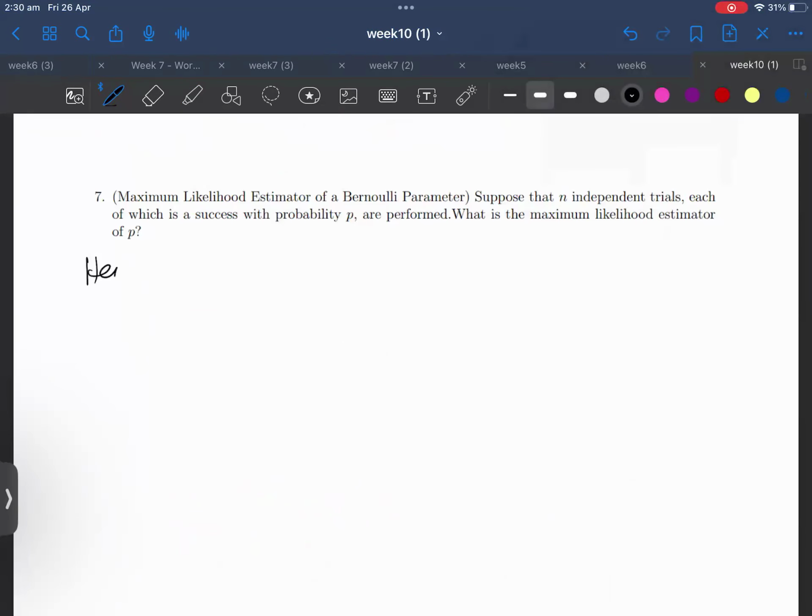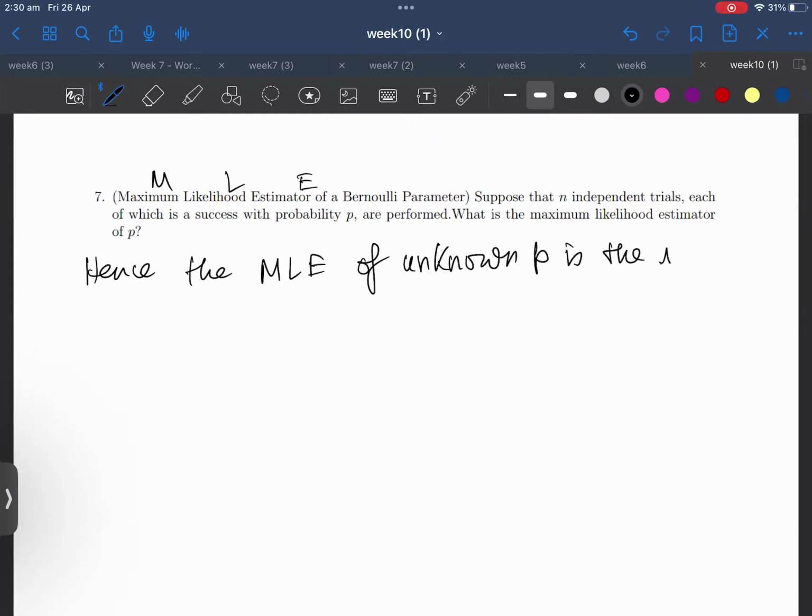So hence, the MLE of the unknown p is the mean of the observation. Okay.